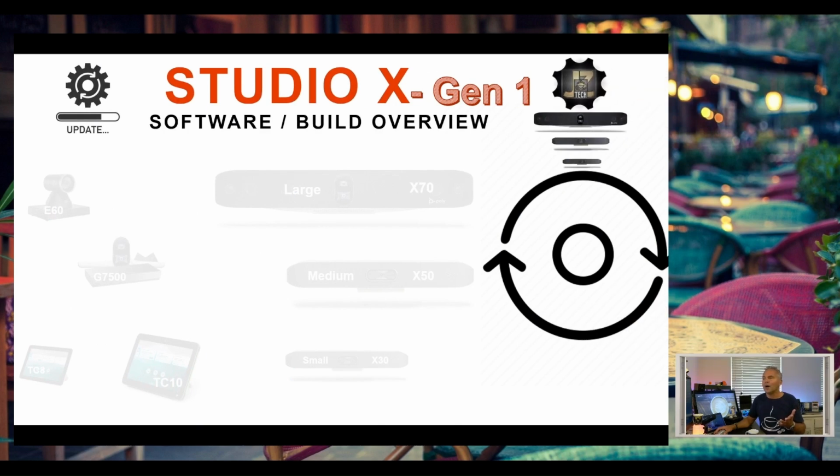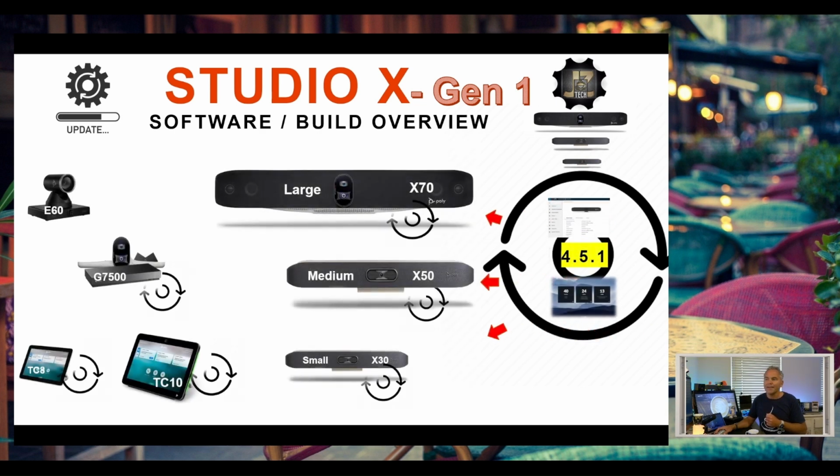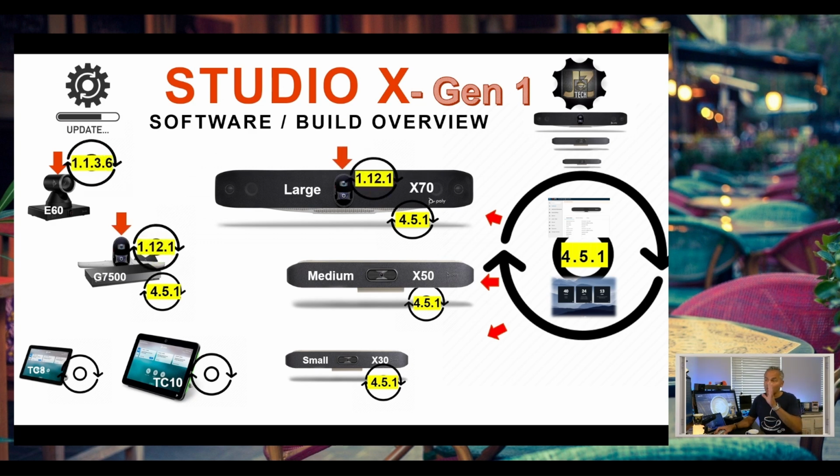Now, an overview of the different software and builds, with version 4.5.1 and what is coming along. Now 4.5.1 is for X70, X30, X50, and the G7500. And what you will see is that it will include, for example, E70 update 1.12.1. Similar with the X70, as soon as you upgrade to 4.5.1, it will upgrade the camera to 1.12.1 also. But it's good to always check. I've seen sometimes that the camera update maybe didn't go through, so always check it has the latest version.